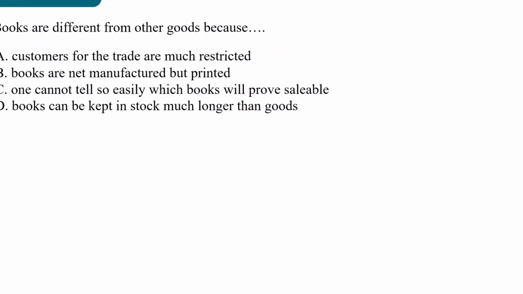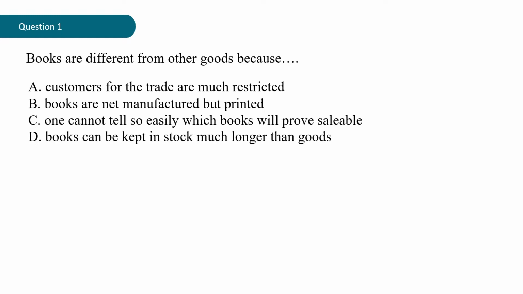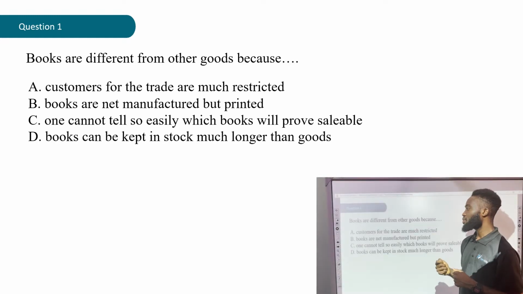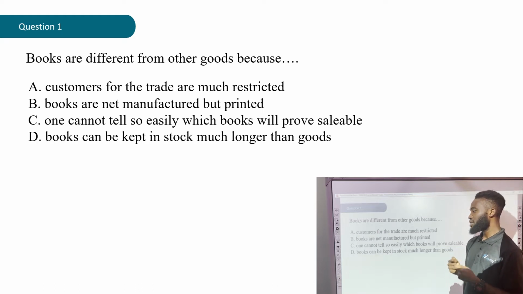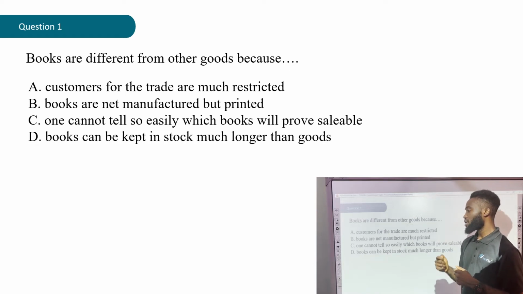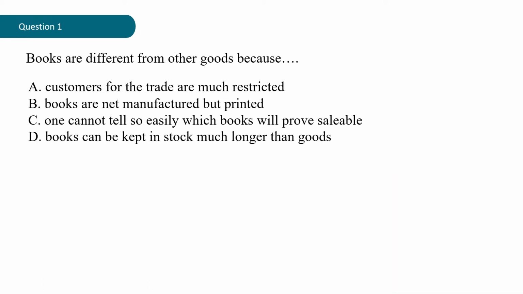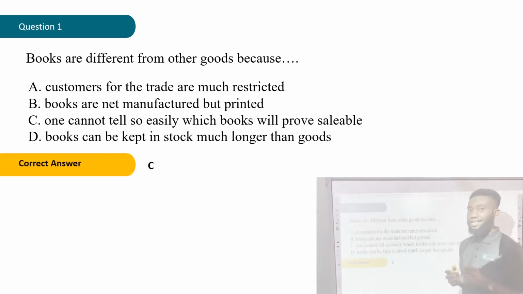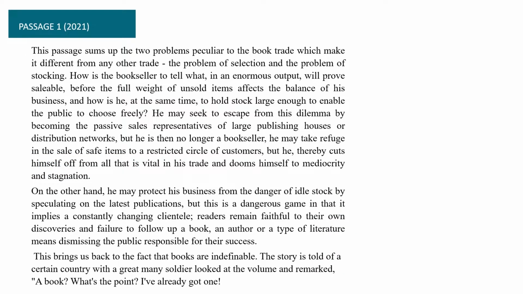Question 1. Books are different from other goods because A. Customers for the trade are much restricted. B. Books are not manufactured but printed. C. One cannot tell so easily which books will prove sellable. Or D. Books can be kept in stock much longer than goods. The correct answer is C. C is the correct answer because, according to the passage, one cannot tell so easily which books will prove sellable.